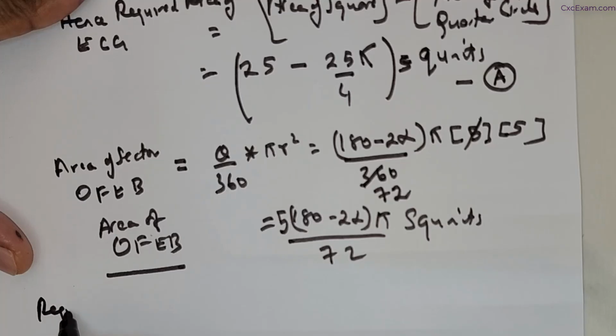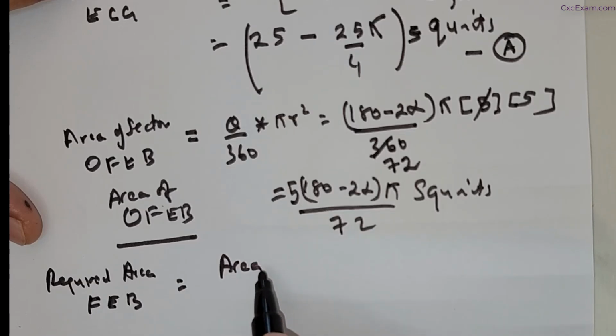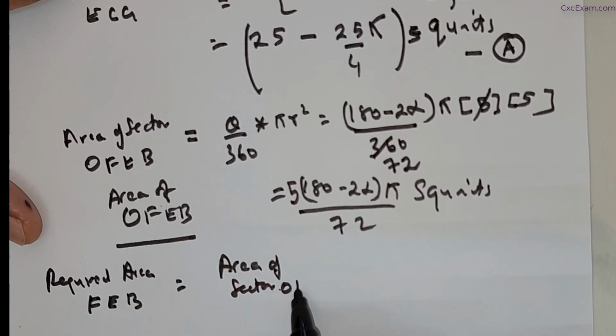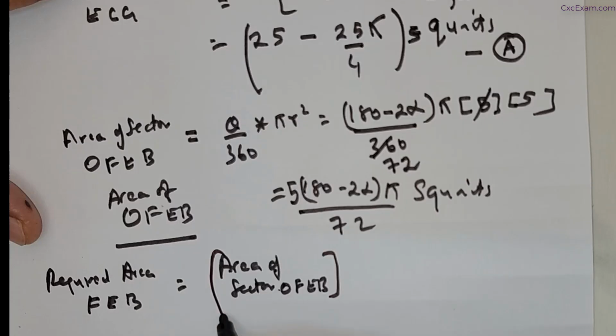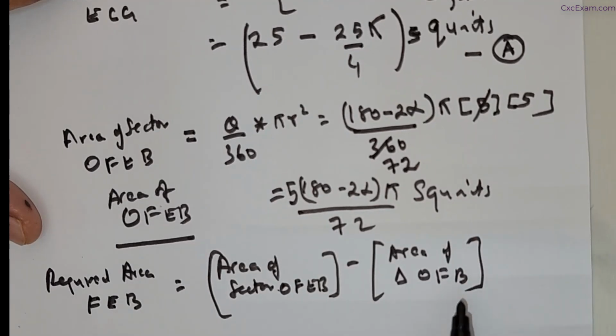Okay, required area is FEB, which is got by using the area of sector OFEB, and from that taking away the area of triangle OFB. Okay, fair enough. Now before I could get the area of the triangle, I need two important pieces of information.